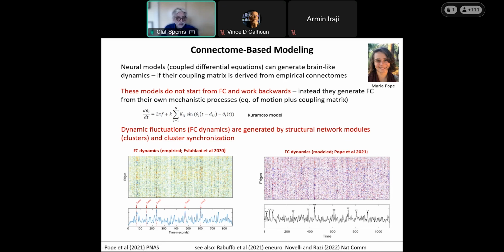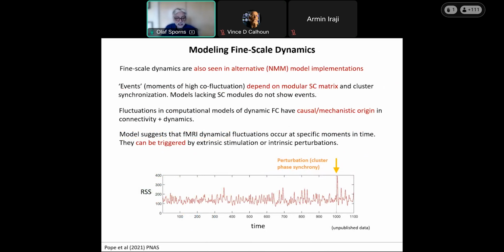So despite the fact that there's no active process driving these fluctuations, causing them to appear, they do appear just as a result of the dynamics that occur within the system. Now, a very important factor, as Maria's work showed, for creating events was we needed a modular structural connectivity matrix. So now here we are looping back to the first part of the talk where I talked about modularity as a fundamental architectural feature in many animal connectomes.